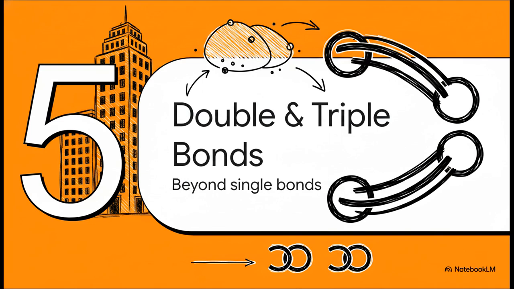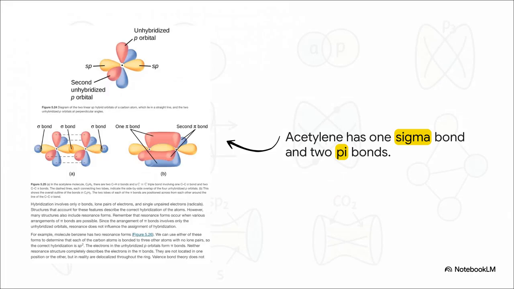Section 5. Building double and triple bonds. Okay, we've laid the foundation with standard single bonds, but let's move up to the skyscraper level of chemistry, right? How do atoms build multiple connections when a single pair of electrons just isn't enough to achieve stability?